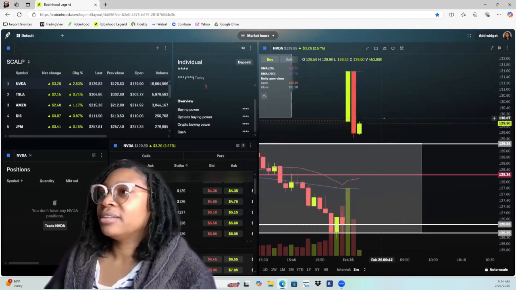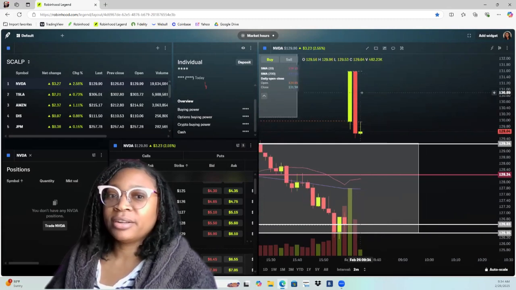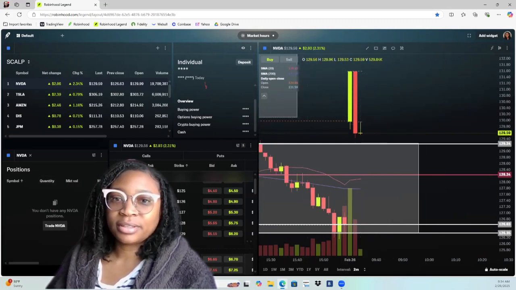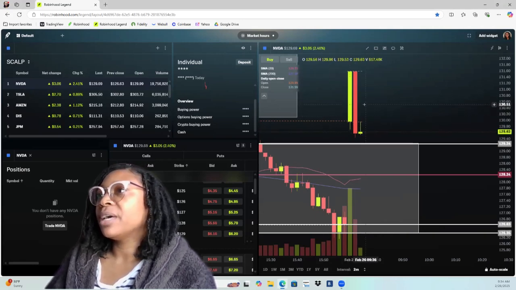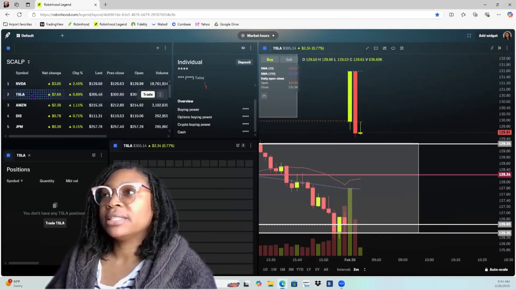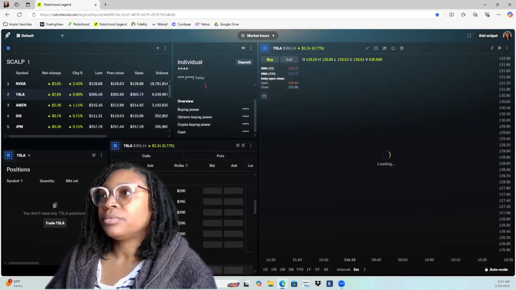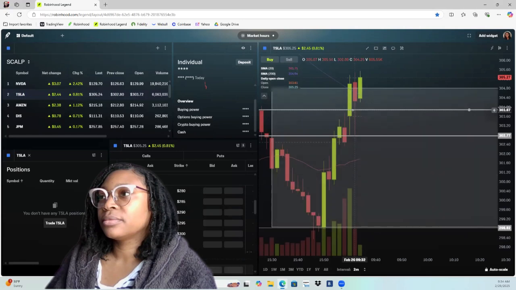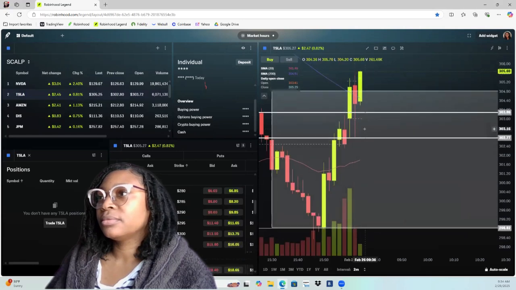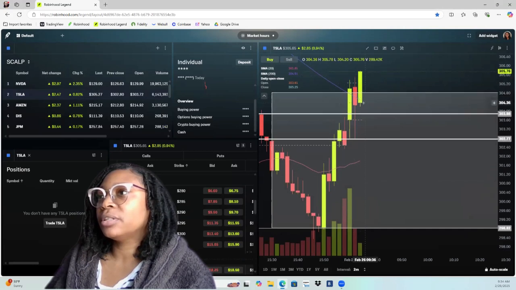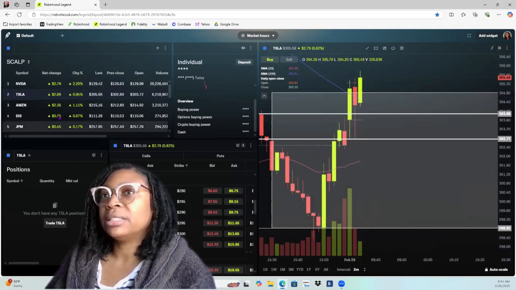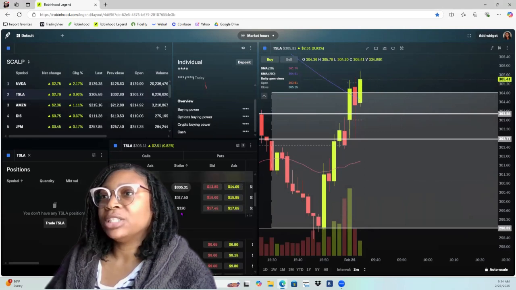All right, so there was no follow through here. So I'm not going to jump into that one. I'll look at Tesla. Okay, it's looking good. It's coming out of the trap zone. So I might see what I could do.